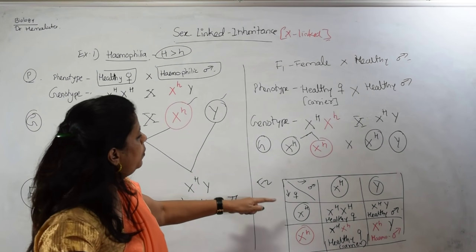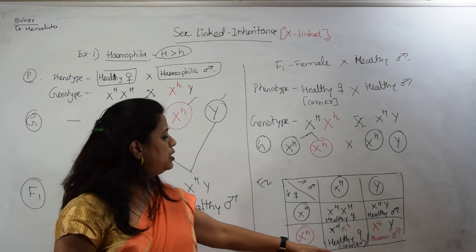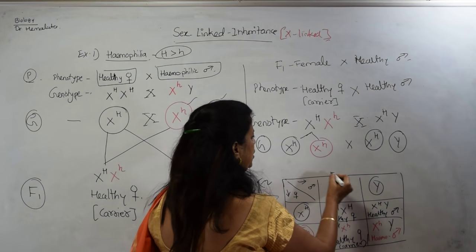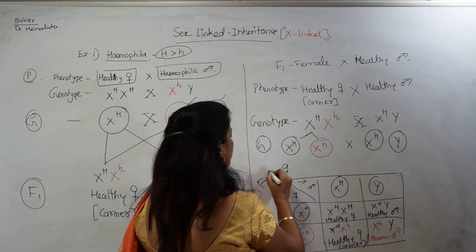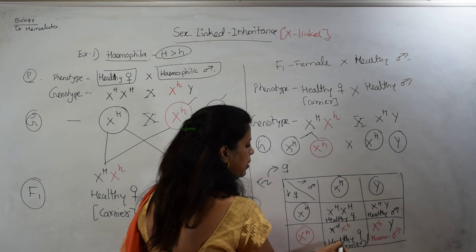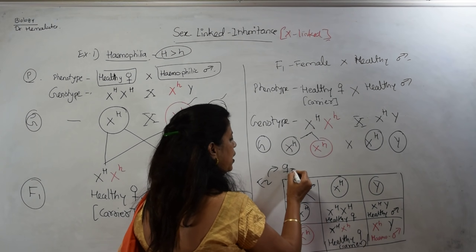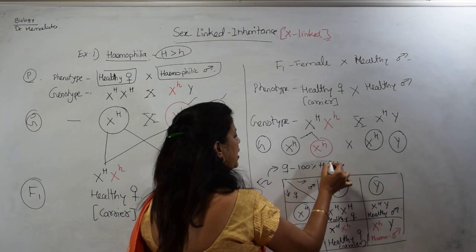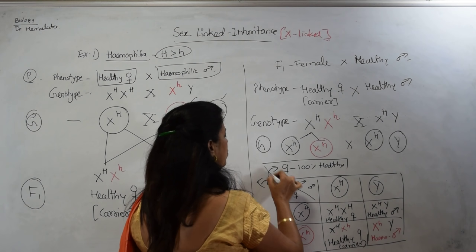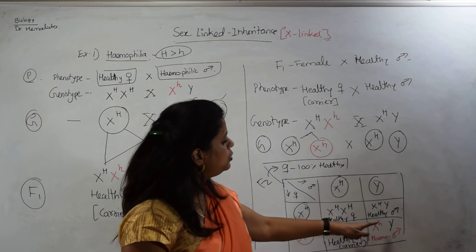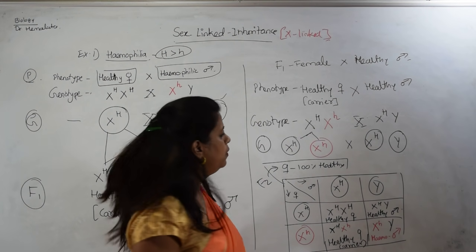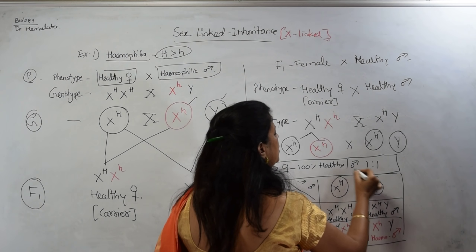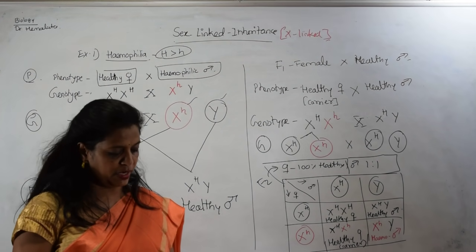So now analyze the result in F2. What happened in F2? Among the four possibilities, the females are right. How is the female generation here? Okay, let me write the females of F2. How are they? One female, second female, both are normal. So 100% healthy females. Okay, that's in the F2 ratio. What about males? Males, one is healthy, one is hemophilic. Therefore, male ratio is 1:1. That is, one will be normal, one will be hemophilic.